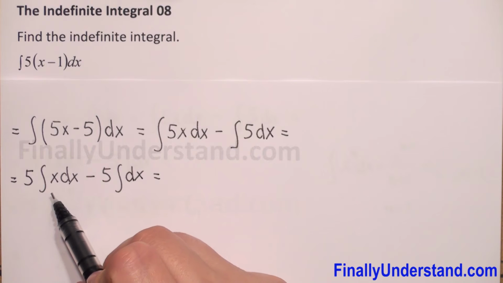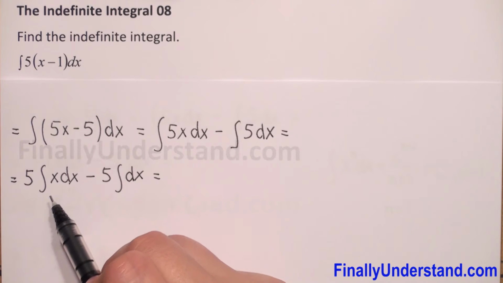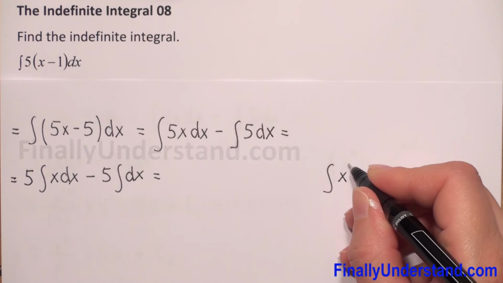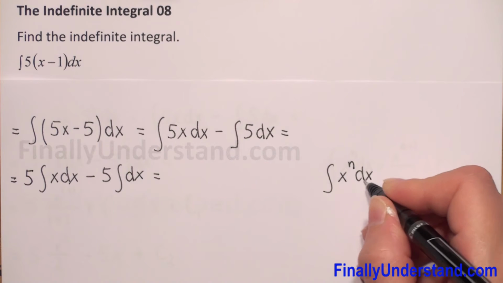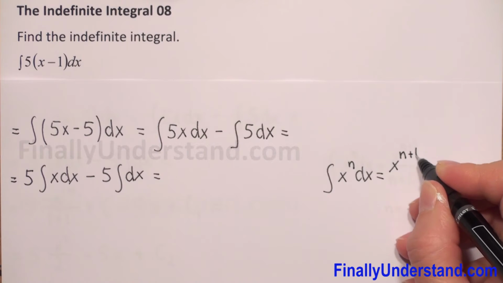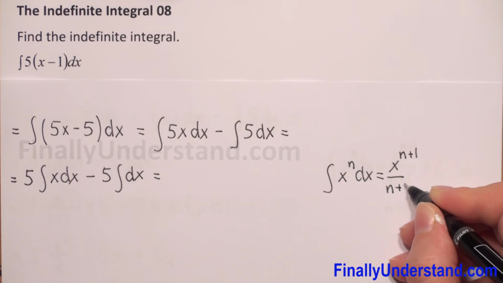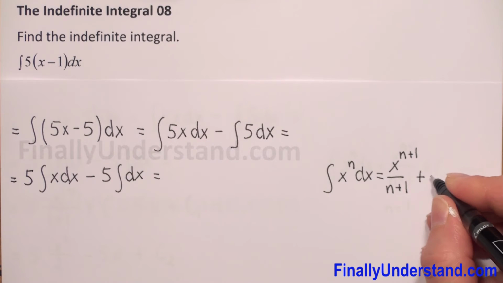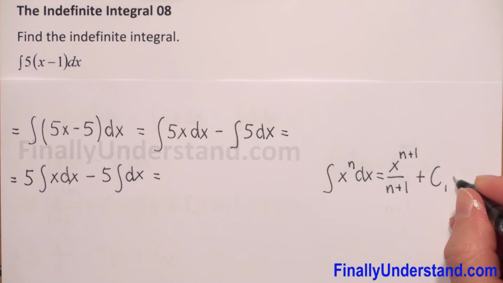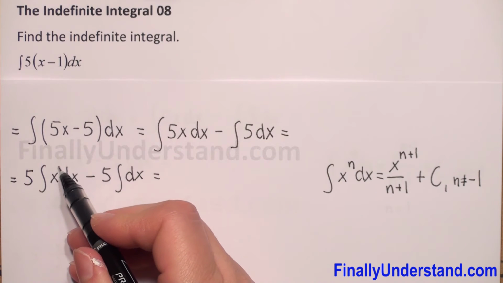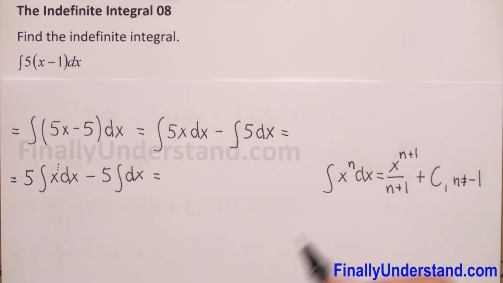First, we need to use integral of power function formula. Let me remind you, when we have integral of x to power n with respect to x, this is equal, in numerator we have x to power n plus 1, in denominator we have n plus 1. And because we have indefinite integral, we have to add constant c, and of course n must be different than -1. In first integral we have x to first power. When we don't have exponent, it's always invisible 1.